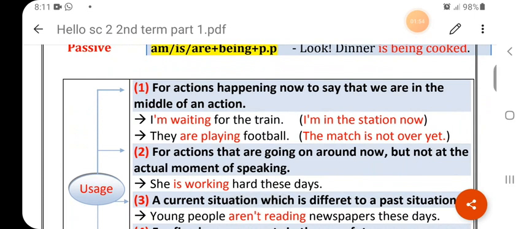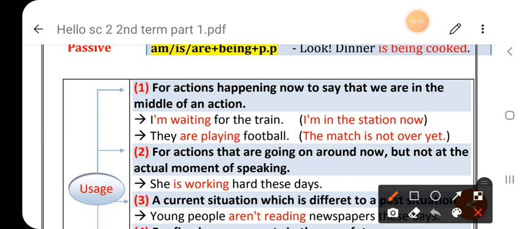Yani, we use the present continuous, am, is, or are plus ing, for what? Number 1, of course, we use it for what? Actions happening now. Simply, if you're talking about an action that is happening now at the moment of speaking. I'm waiting for the train. I'm waiting now. I'm in the station now. They are playing football. They are playing football now. Yani, the match is not over yet. The match is not finished yet.